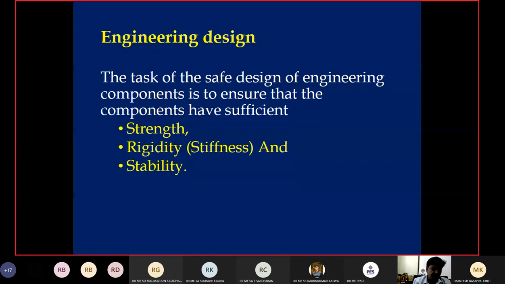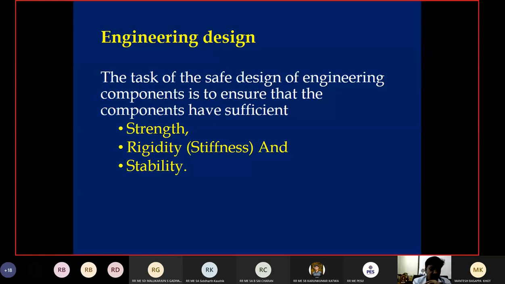These engineering concepts come from the basics. The three main pillars are strength, stiffness, and stability. So this you have learned, and these are the definitions that you should know. Strength is the ability of the component or the part to resist damage. Damage is defined here as a fracture, but not necessarily.